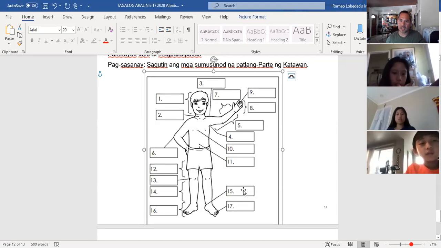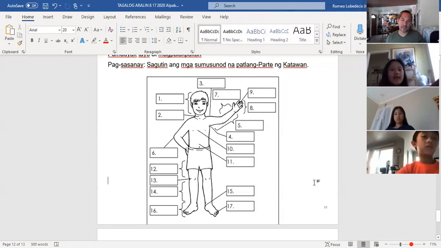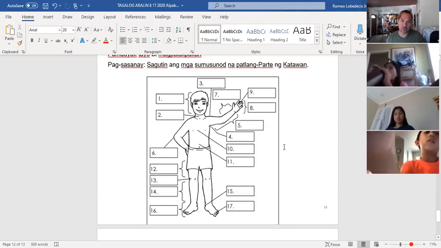Number 15, we call it bukong-bukong. And number 17, what do you call those? Daliri ng paa. Okay, mga daliri ng paa. So I'm going to attach this to our lesson so that you understand. And tomorrow, I'm going to give you another quiz on this one, so you better study it.